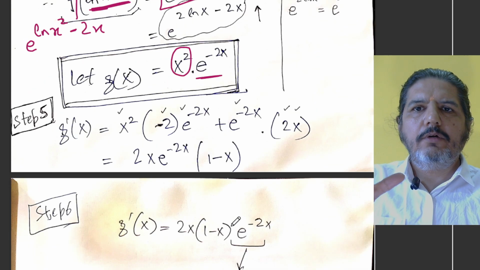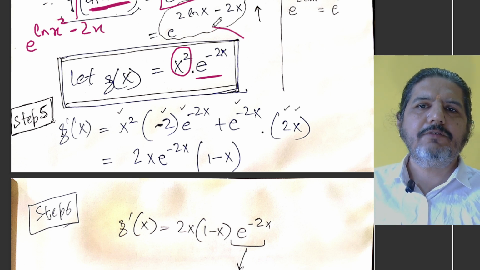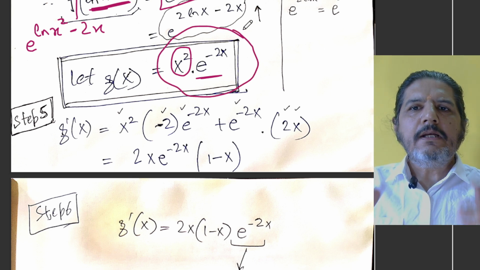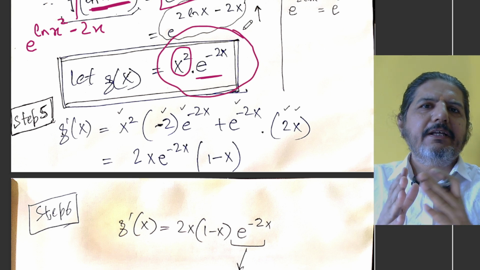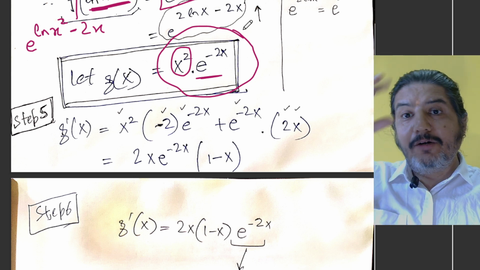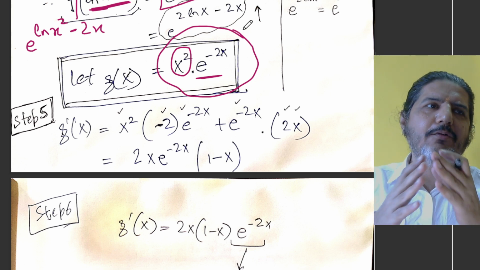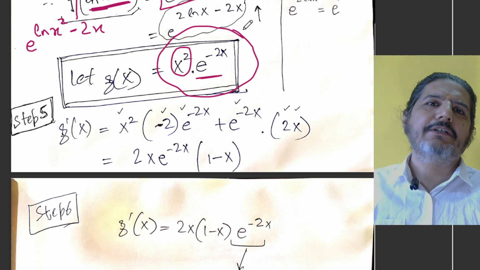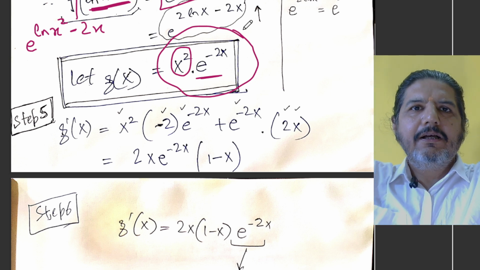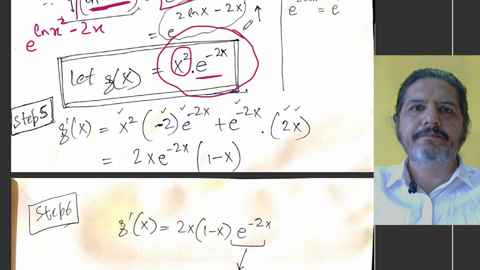So this function x square into e raised to power minus 2x, this is the function. Primarily this is the function which is increasing in the interval alpha beta. Now I'll be focusing on this function. I'll be taking a differential of this function and calculating the interval in which it is increasing, so that I can finally conclude what is alpha and beta.